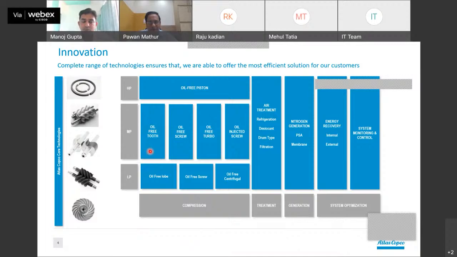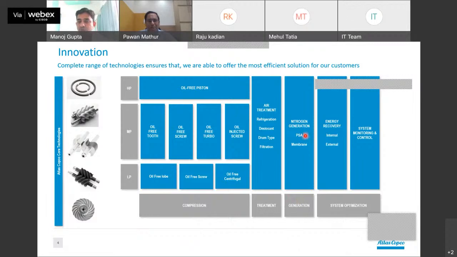Medium pressure range up to 13.5 or 14 bar. That is a compression overview. For air treatment, we have different types of dryers like refrigerant dryer, desiccant dryer, rotary drum dryer, and all the filtration, which includes the HOC dryer, blower, all types of dryers we have available with us.